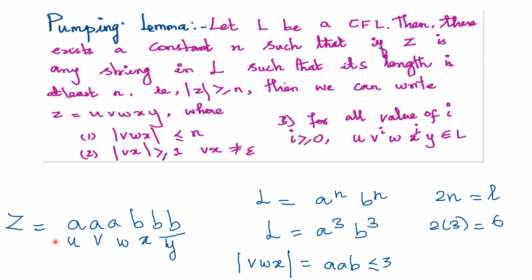So we can assume u, v, w, x, y, but we have to satisfy the conditions. Modulus of vx, that is v and x together, is greater than or equal to 1, and it is not epsilon. v and x always are not epsilon, but u, y, w may be epsilon, no problem. As well as the length of the substring vwx is less than or equal to n. Here, with n equal to 3, it is definitely equal, otherwise less than or equal to n.